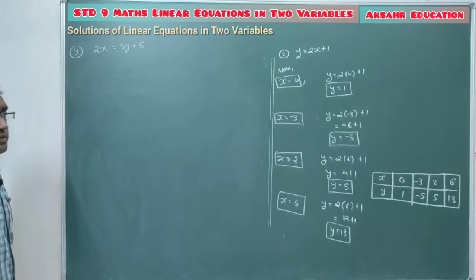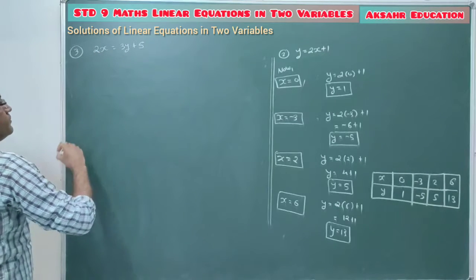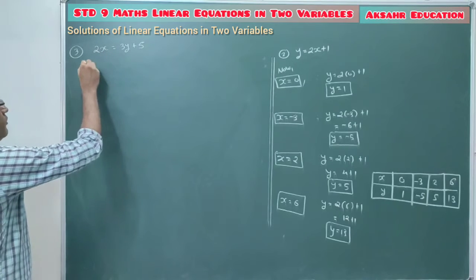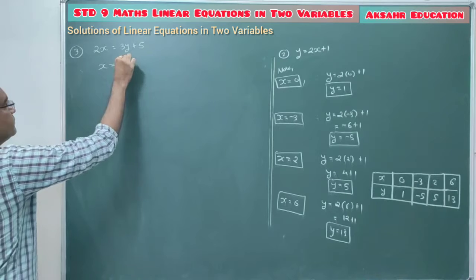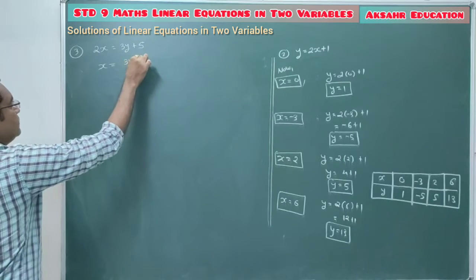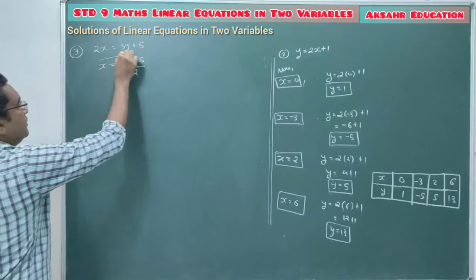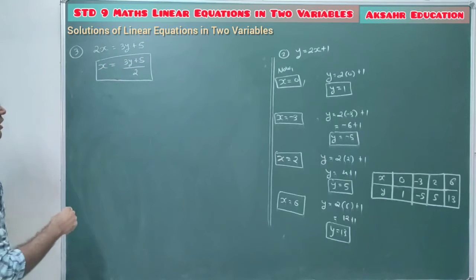So your first step: first you have to write the given equation in terms of either one of the variables. 2 variables are there, x and y. Here 2x equal to 3y plus 5 is given. So we take this 2 into division, and the equation will come in the form of variable x. So this is x equal to 3y plus 5 whole divided by 2. This is the equation in the form of variable x. Done.